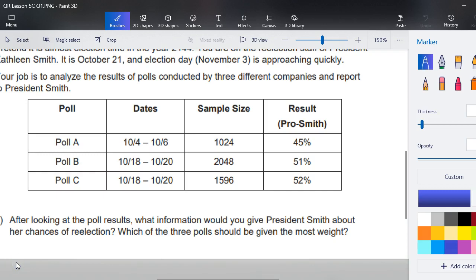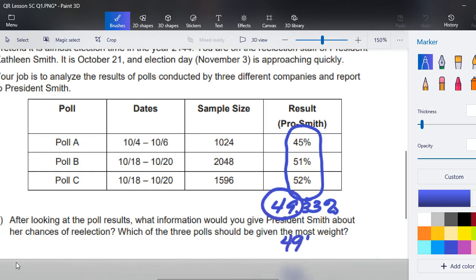What they were asking us to do on question 2 is to disregard anything else other than straight averaging. So I'll take my 45, 51, and 52, add those up, divide by 3, and it said to round to the nearest percent. On my screen, I have 49.33%, so the nearest percent is going to be 49%. So just a straight mean or average puts the current president at 49%.